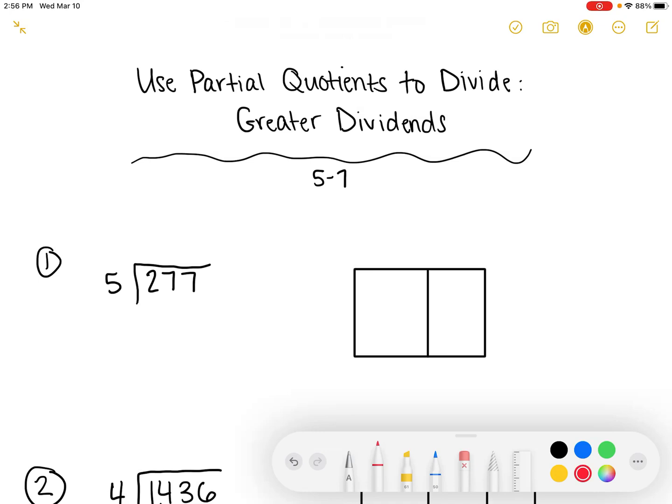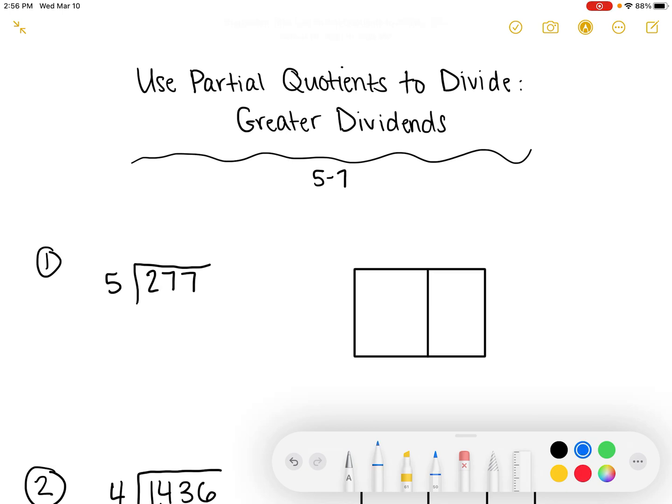Today we are going to be learning how to use partial quotients to divide with greater dividends. So in the last video we learned how to use partial quotients to divide just with smaller numbers, and today we're going to look at some larger numbers and use the same methods to help us figure out the answers to division problems. So number 1 says 277 divided by 5.